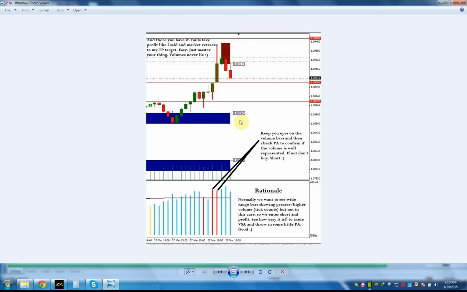Understand? So separate yourself from all that and just put in the volume histogram there, and you need to practice these things. You need to get this practiced. And the more you do it, the better you become.